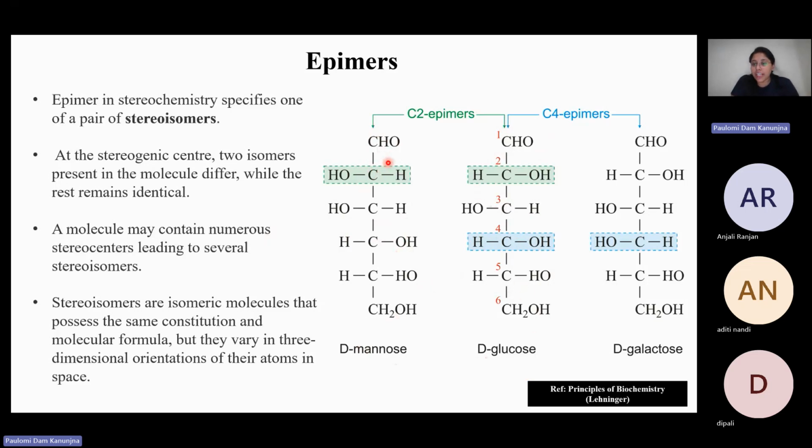However, when you look at the second carbon, you have OH on the right and H on the left. So then they are similar. They're identical for all the places except for one site. That site is where they are different from each other. That site is where they become a stereoisomer, and that position you can call C2 epimers.